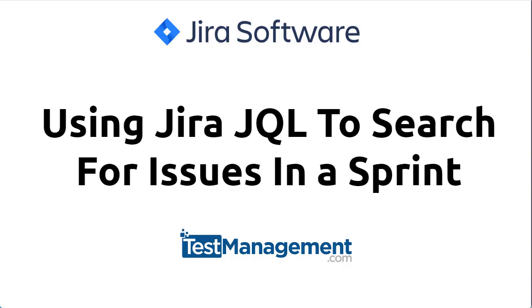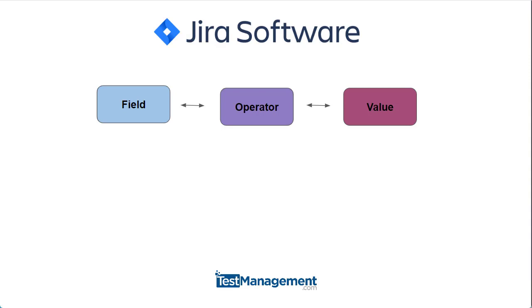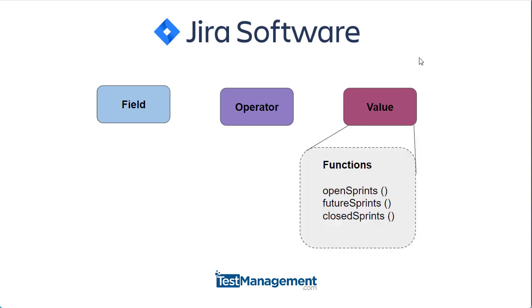Let's look at some JQL to help you find issues relating to specific sprints. We're going to look at a few functions that JQL provides us with that include open sprints, future sprints, and closed sprints.